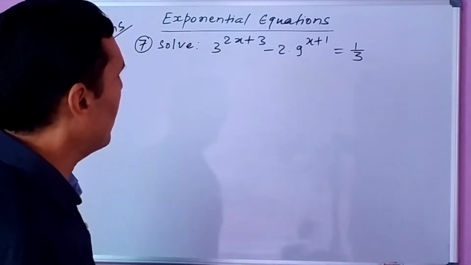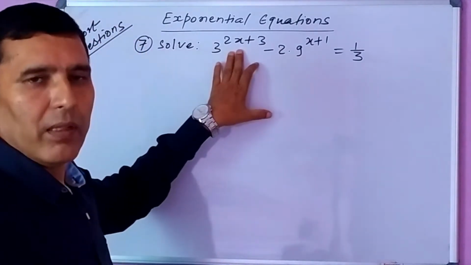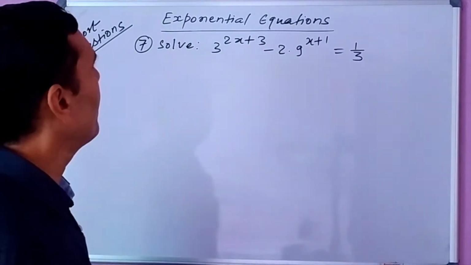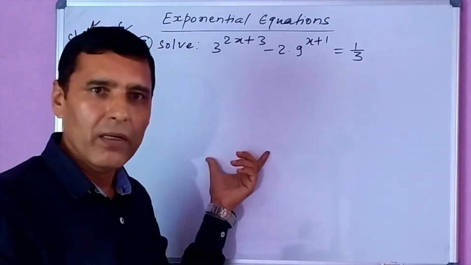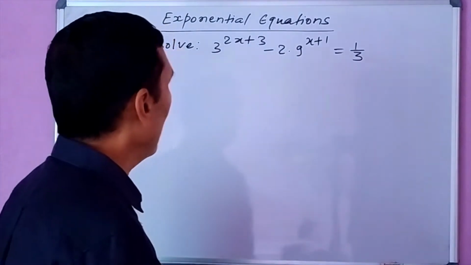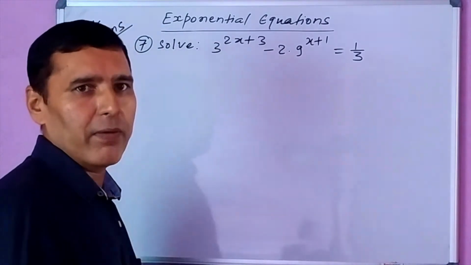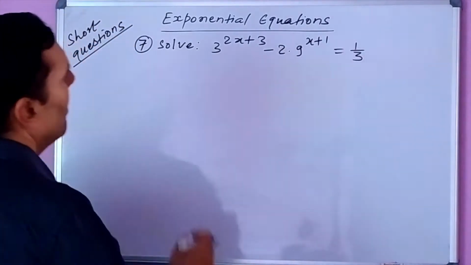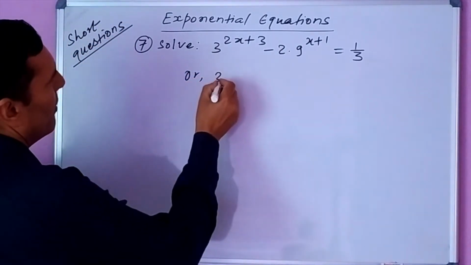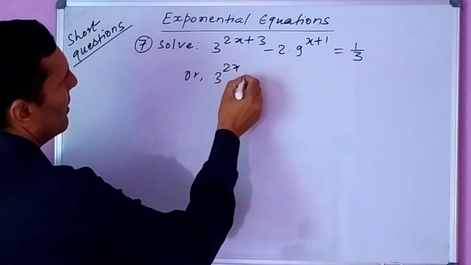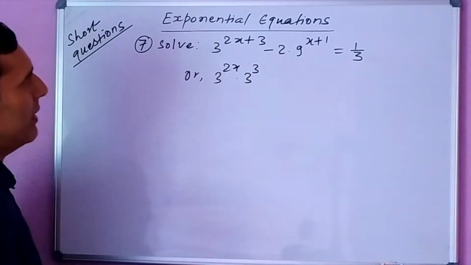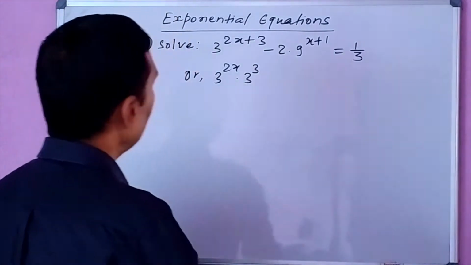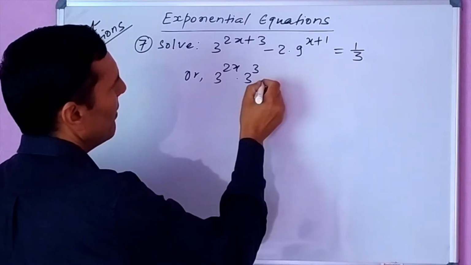This is an exponential equation because the variable x is in the form of an exponent here. So for that we know that we have to make the same base. After making the same base, by equating the exponents we can find the value of x. So we try for this. 3 to the power 2x plus 3 can be written as 3 to the power 2x into 3 to the power 3. We can separate the power like this, we know it very well.